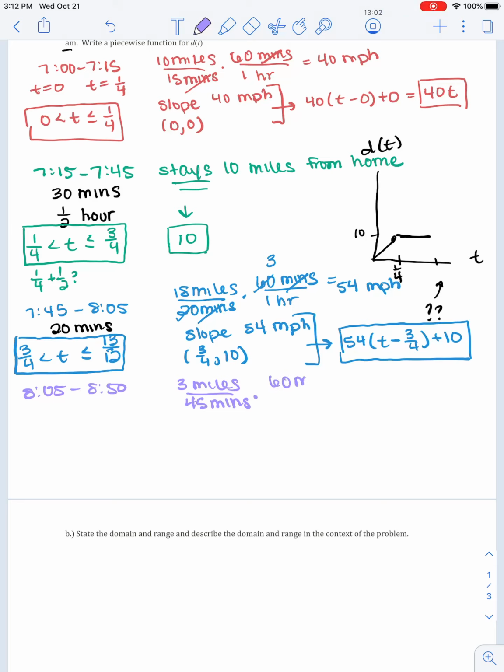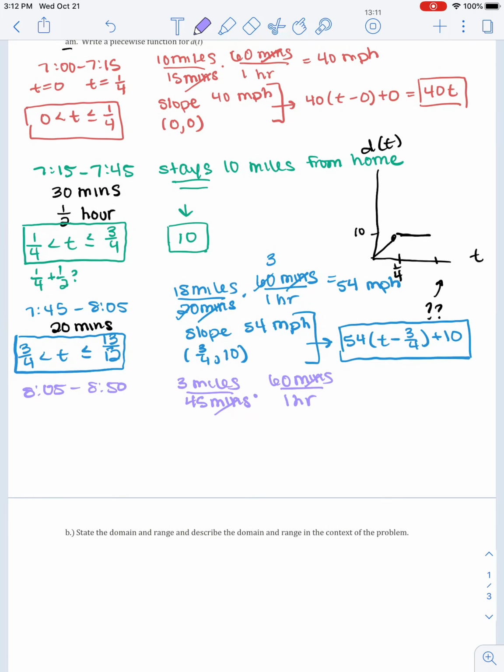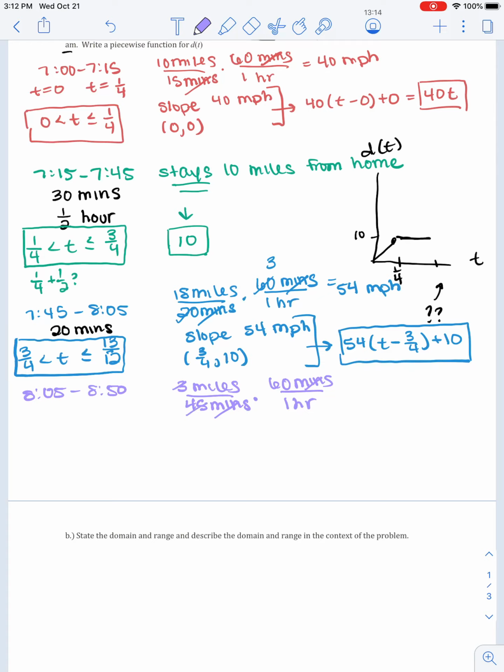So we have 60 minutes per 1 hour, as we've seen before, seeing that those minutes cancel out. I know that 3 actually divides into 45 15 times, and then 15 divides into 60 4 times. So this gives us a rate of 4 miles per hour. So this tells us that our slope is 4 miles per hour, and the point at which he started this portion of his commute, when his car broke down, that was at the end of the last piece, right? That was at t is 13/12.